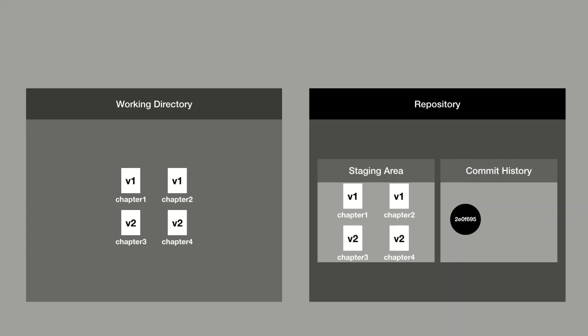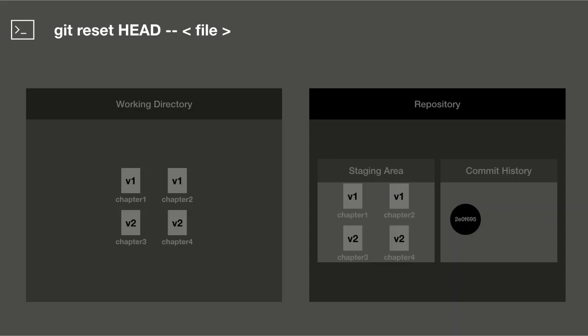So there we go. But what if we now decided that we actually don't want to add all the changes that we made to chapter 4, and we actually want to unstage that file and take it out of the staging area? We can do this using the git reset command, typing head -- and then the name of the file. So let's see that.